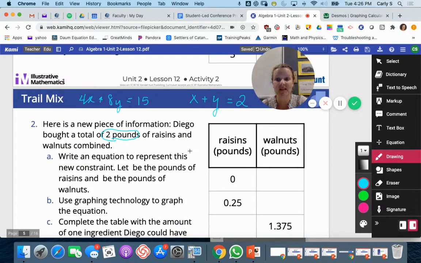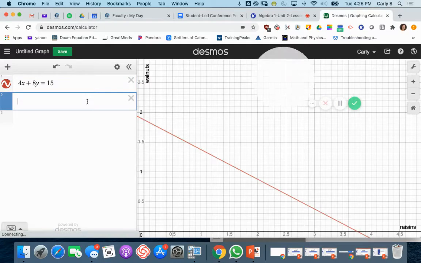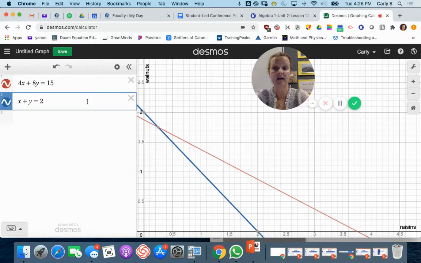Write an equation to represent this new constraint. Let x be the pounds of raisins and y be the pounds of walnuts. Use graphing technology to graph the equation. Now we have graphing technology. We're graphing a system of equations. We want them both to be on the same graph because this blue one shows us just the weight of the raisins and walnuts, and the red one talks about the money. And where they both intersect is the sweet spot. That is exactly the right amount of money and exactly the right weight of ingredients.